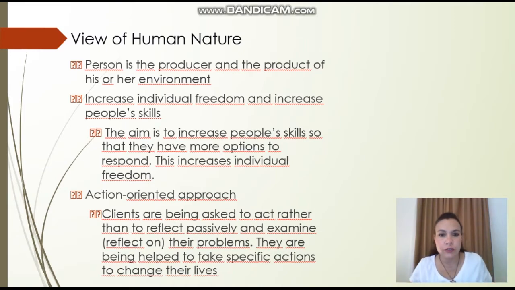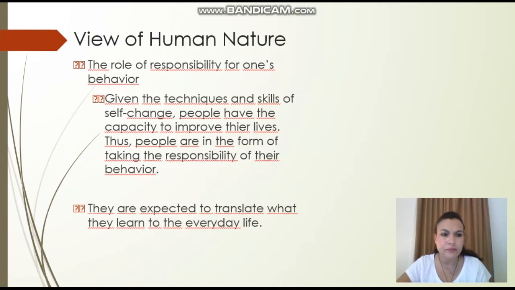Okay, this is an action-oriented approach, and clients are asked to act rather than to reflect passively and examine their problems. You see that we are not after increasing our client's self-awareness. We are not after discovering and exploring deeper orientations. We are just concentrating on actions in this approach, and clients are helped to take specific actions to change their lives. They are very concrete steps to take, okay, to change something in your life.